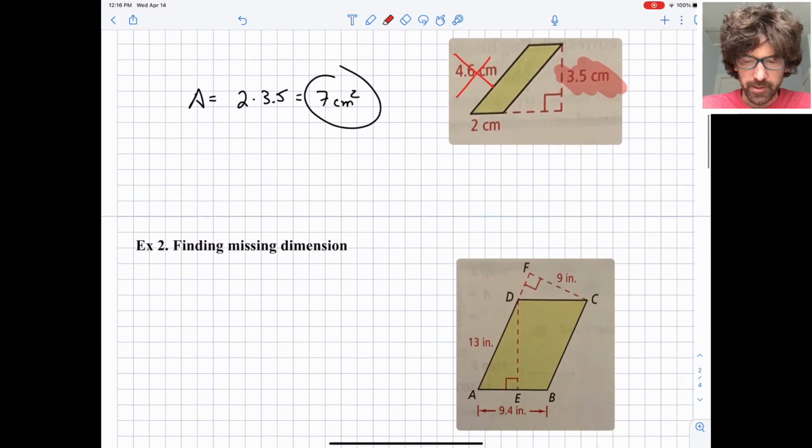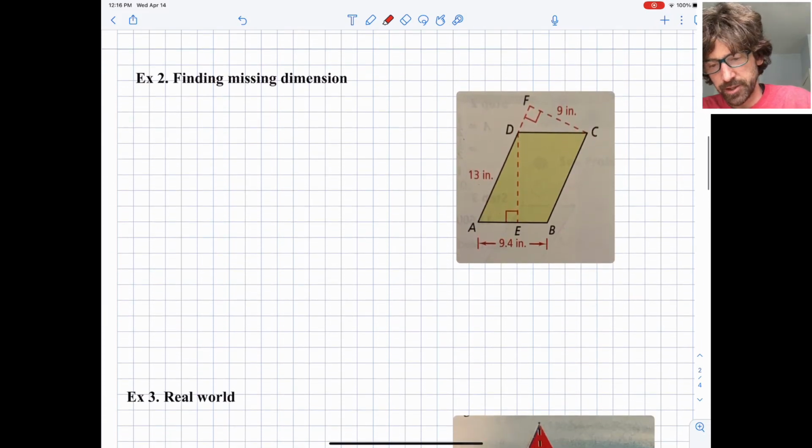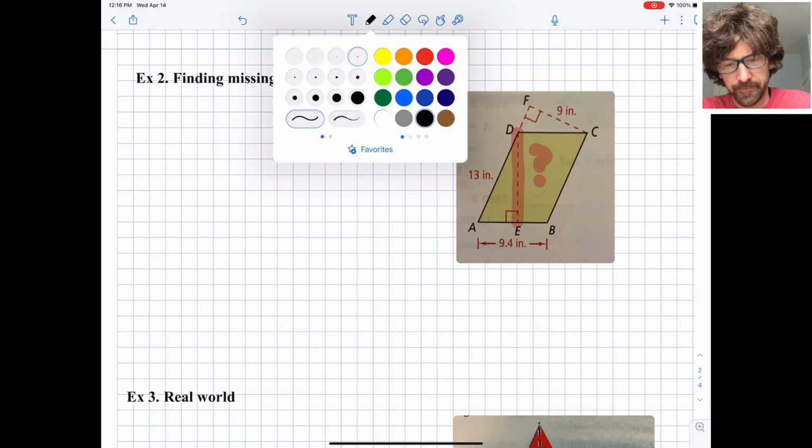All right, this next one is finding the missing dimension. We're looking for this height that I'm highlighting in red. We're wondering what that dimension would be. We can call that x, for example.